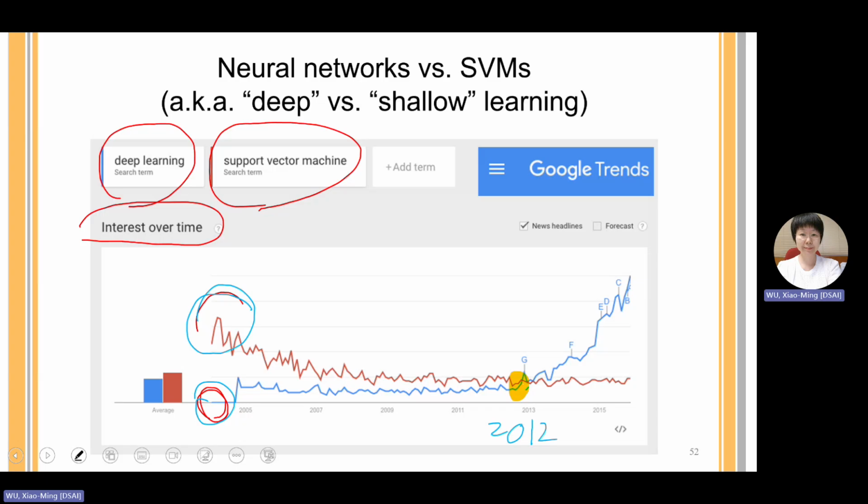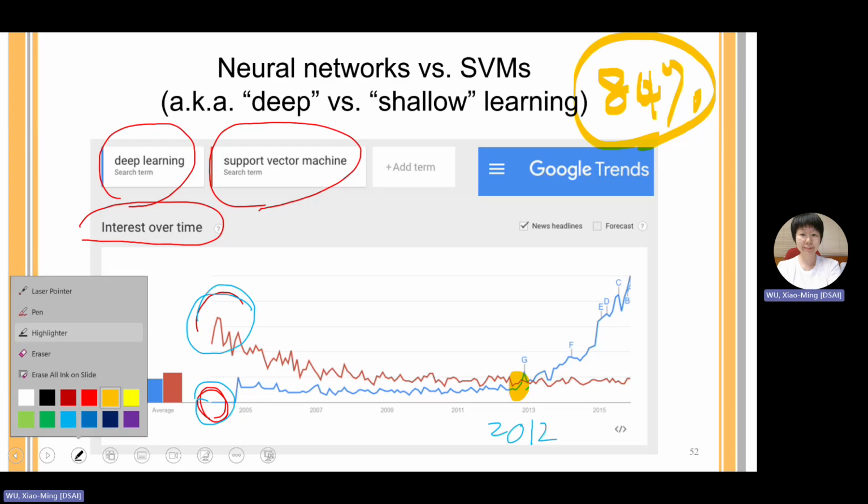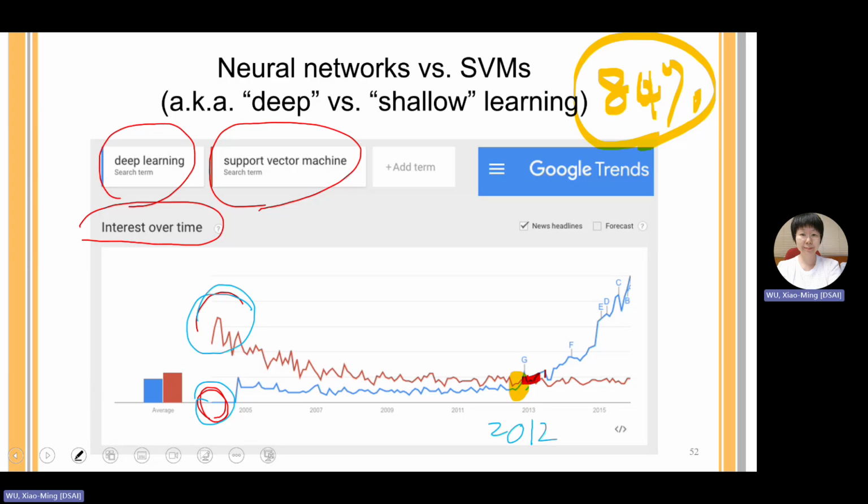And it won the competition, and I believe the accuracy was around 80, 84 percent or something. So far more effective than previous methods. And starting from 2012, you can see there's a growing, booming interest in deep learning, until now.